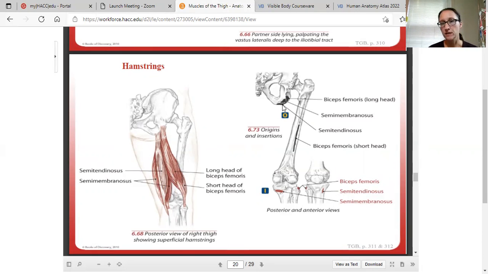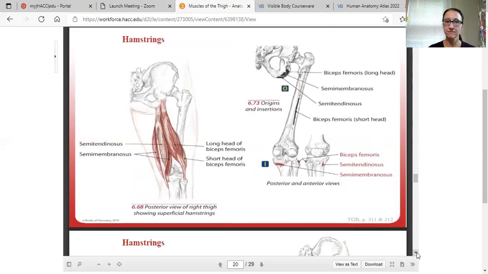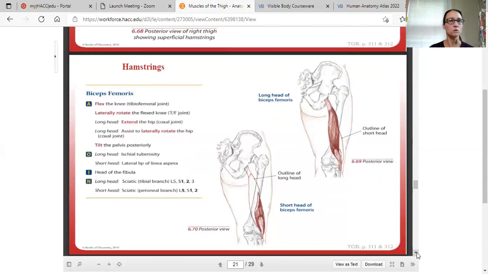So as far as origins are concerned, they all originate on the same landmark. What is this? It is the ischial tuberosity, that is correct. So the common origin for the hamstrings is the ischial tuberosity here. Okay, and then they're going to insert on the tibia and fibula, because as you can see, their tendons make a pretty sharp diversion from one another around the popliteal space, and then insert on the tibia here and fibula here. So let's take a look at the official origins and insertions.